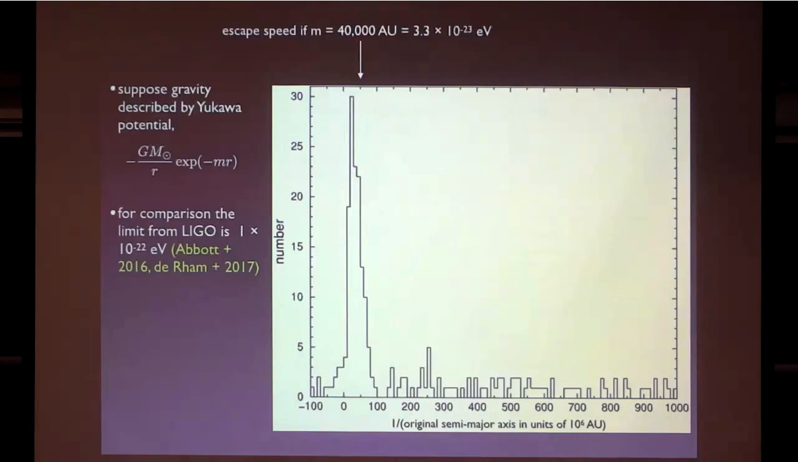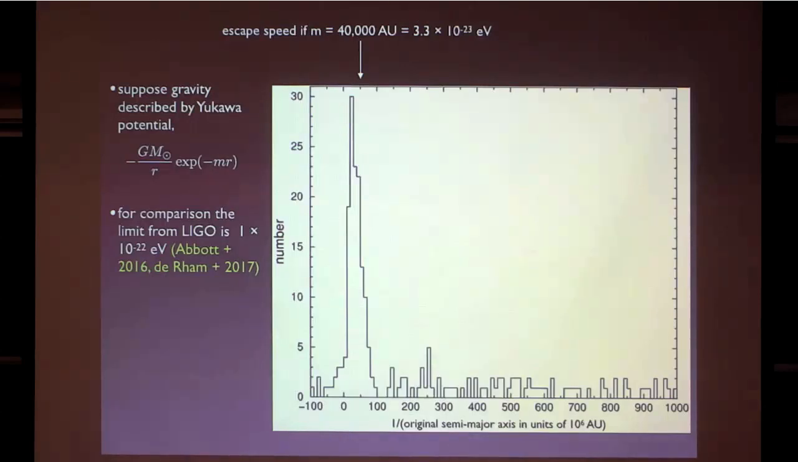Another way to phrase it is to imagine that the gravitational force wasn't pure 1 over r squared, that suppose gravity was described by a Yukawa potential, that is that the graviton had some finite mass, then the finite mass of the graviton would weaken the potential at large distances. That means that comets out here, which we assume are bound because we're assuming a 1 over r squared force, would no longer be bound. And since it's improbable that there would be a huge cloud of unbound comets with precisely this energy, by demanding that they're bound, we can set a limit on the mass of the graviton, which is about 3 times 10 to the minus 23 electron volts.